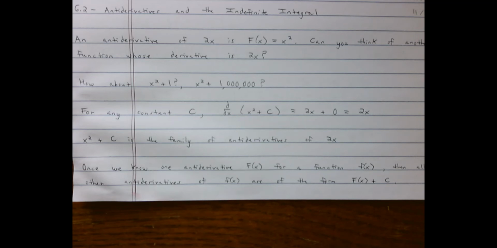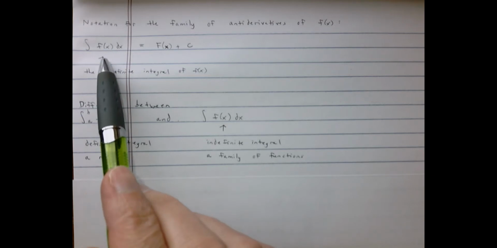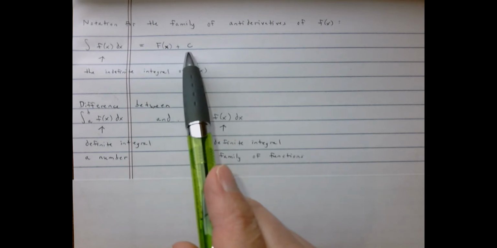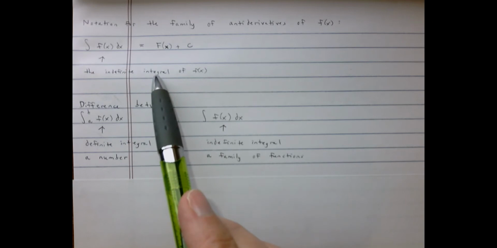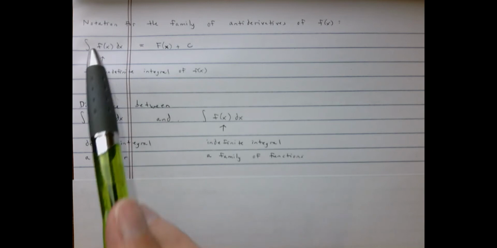Once we know one antiderivative, big F of x, for a function, then all other antiderivatives are of this form, big F of x plus c. Let's discuss the notation for the family of antiderivatives of little f of x. We'll use the integral sign. So the integral of f of x is equal to big F of x plus c. And this here is the indefinite integral of f of x, since we're not specifying any limits of integration.